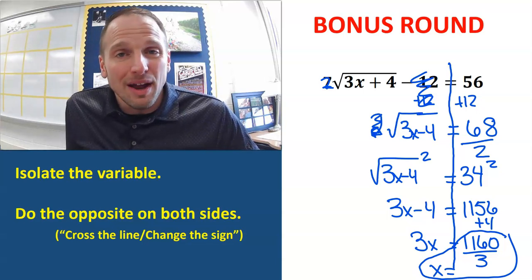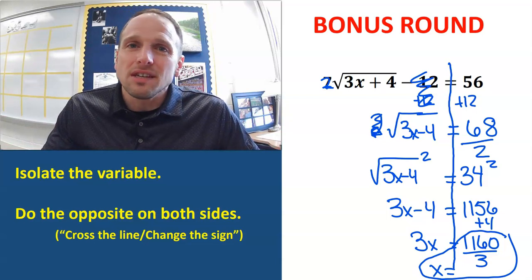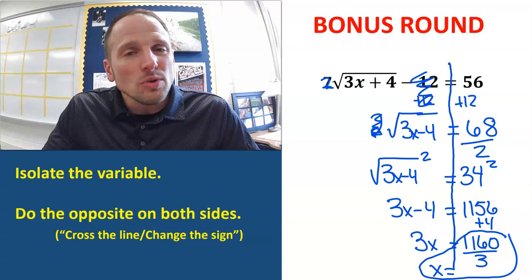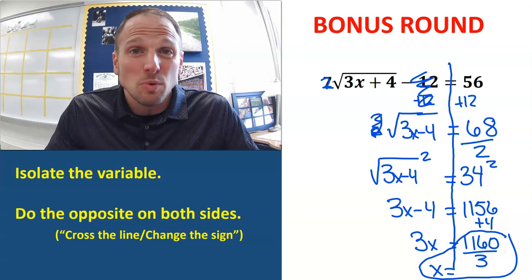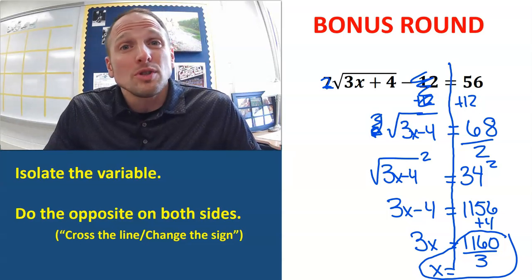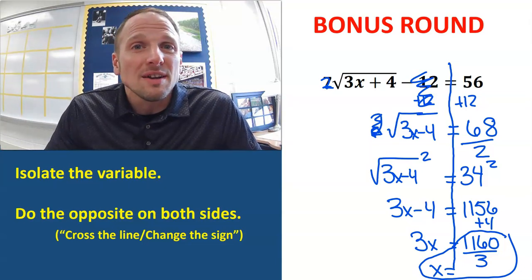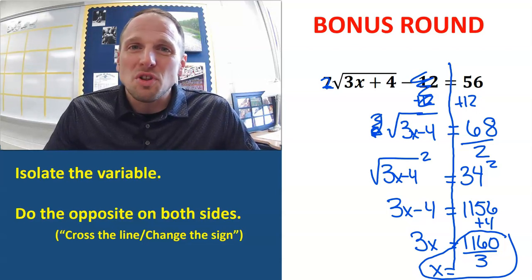1,160 divided by 3. Okay, so the bad thing about this is it's another step in our equations that we have to solve, right? And it's kind of tricky using those square roots and squaring them, but as long as you can remember, cross the line, change the sign, do the opposite to both sides, and if you can remember that the square root is the opposite of a square, then I think we're going to get through this just fine.